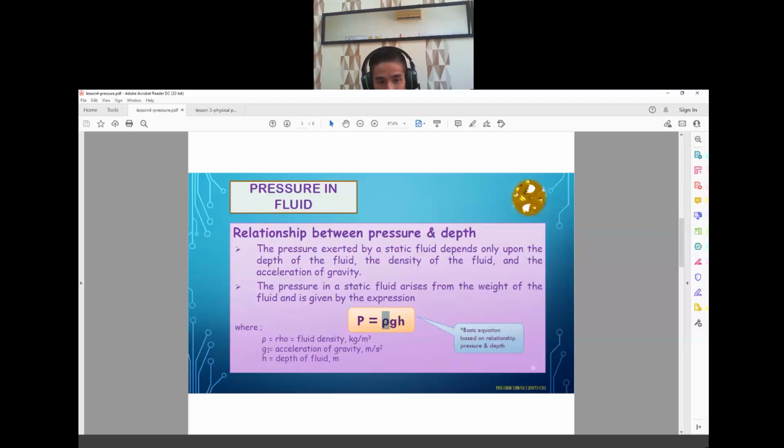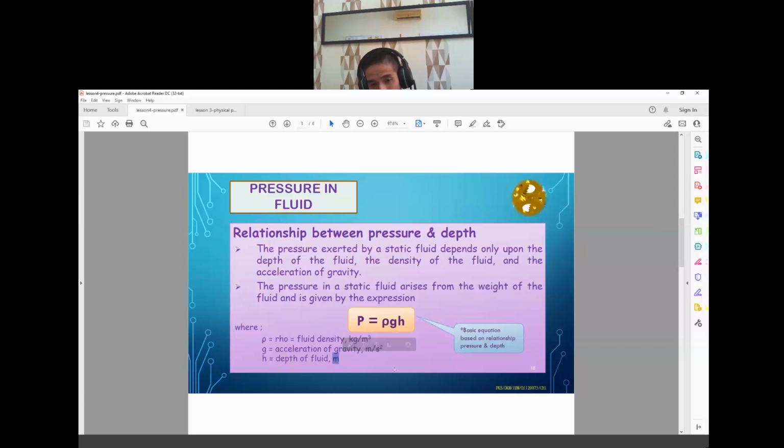Then you have gravity, g, which is in meter over second square. What is the value of gravity? 9.81. Yes, very good. So it will be 9.81. And h correlates pressure with the height, the depth of the fluid in meters. So this is equivalent to distance.